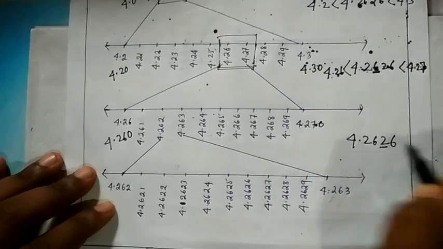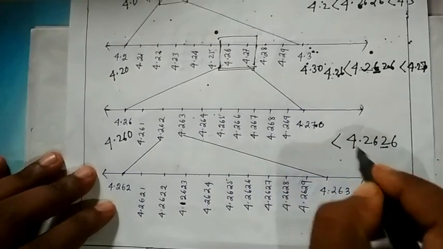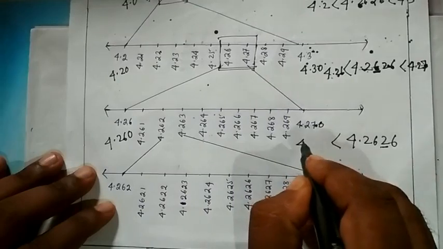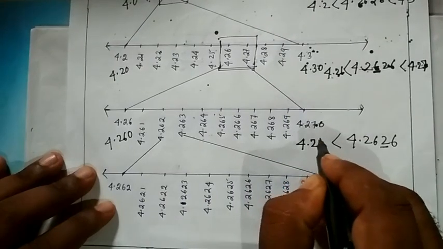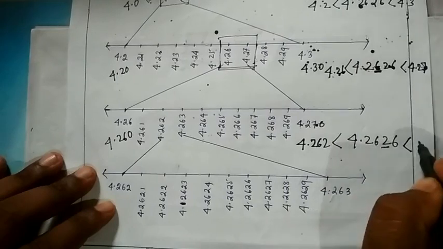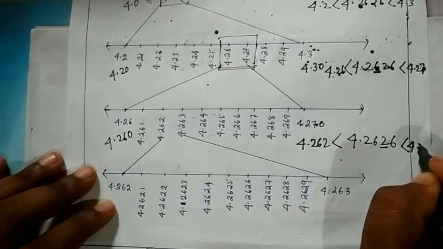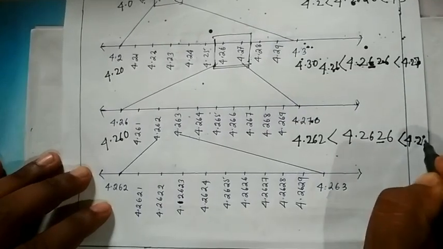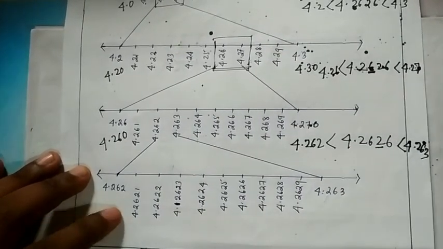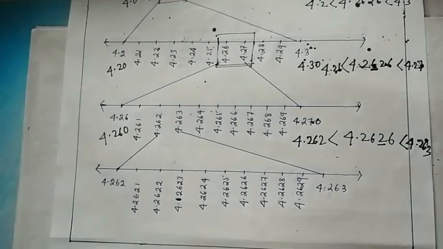Again go for the third digit, that is 2. Obviously 4.2626 will be greater than 4.262 and less than 4.263. Remember, here 4.2626 will be greater than 4.262 and will be less than 4.263. That means our required number will lie in between 4.262 and 4.263.